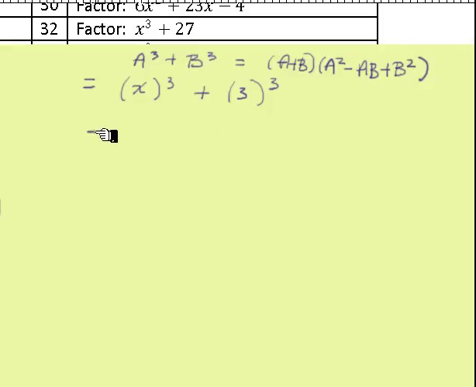All right, so let's use that. In our first set of parentheses, we have x plus 3. In the second set, we take x, we square it, and that's x squared, goes right here. Then we multiply the x and the 3, and don't forget that minus symbol, so we have a minus 3x there in the middle. And then we're going to square the 3, so we have a plus 9 right here. So that's the factorization.